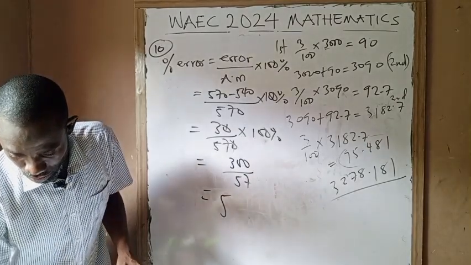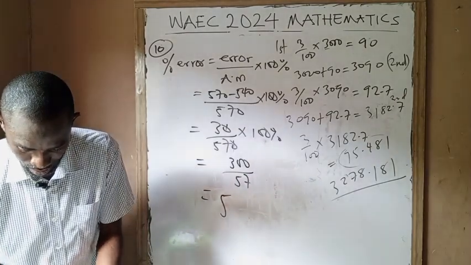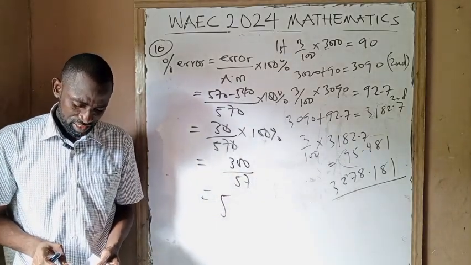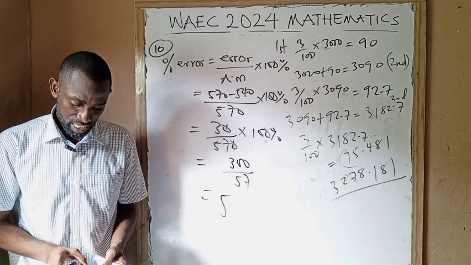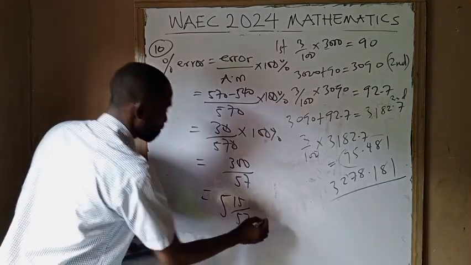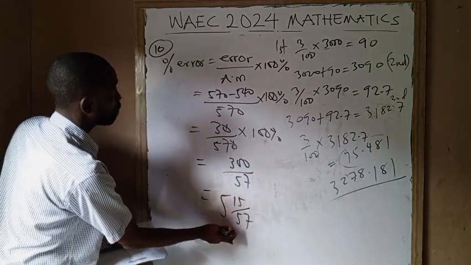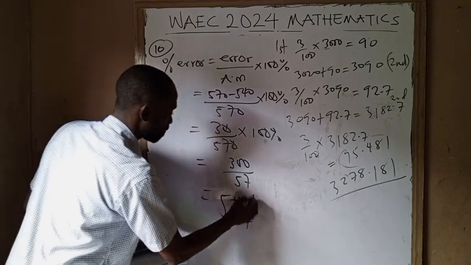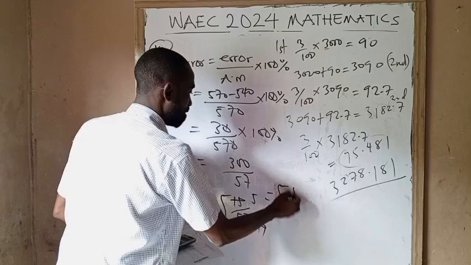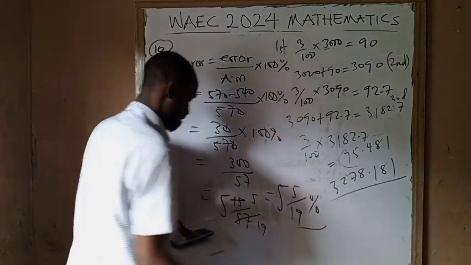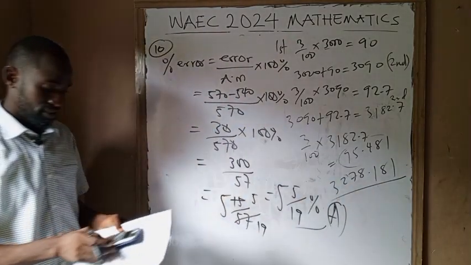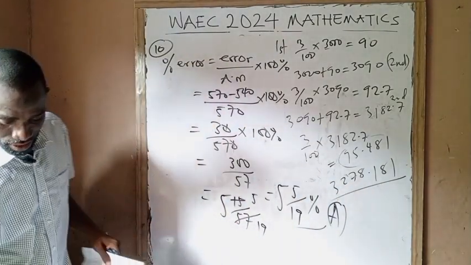So let us use our calculator to see what is happening. We have a remainder of 15, so 15 over 57. Okay, 3 can go into both. 3 here gives 5, and 3 here gives 19. So this is 5 whole number, about 19%. So the correct answer to that is Option A. So question 10 is Option A.